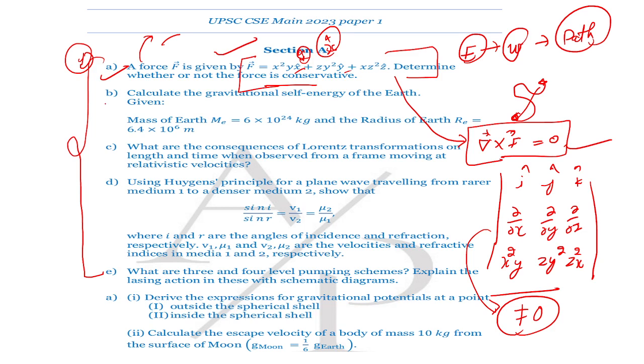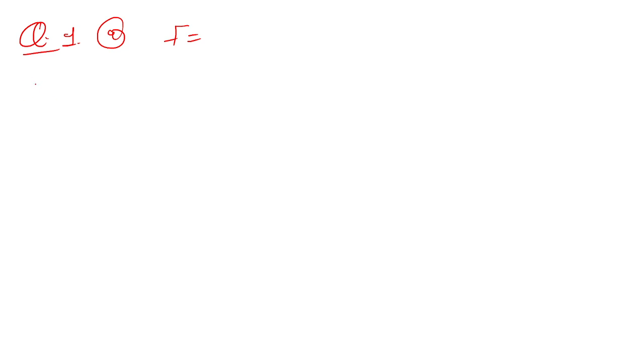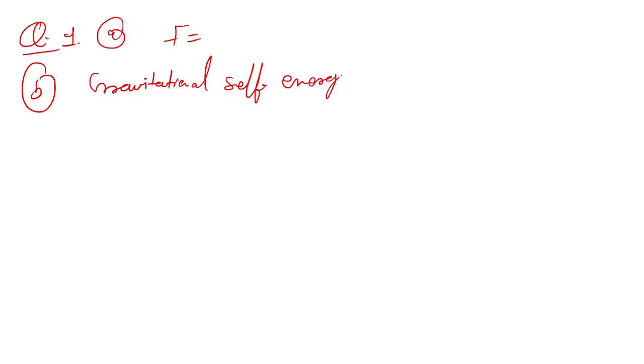The second one is: calculate the gravitational self energy of the earth, given this. Let me solve it here. This is part B, the gravitational self energy. The mass is given to you and the radius is given to you. These are already given.